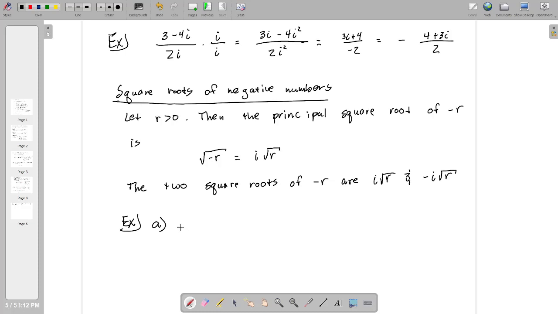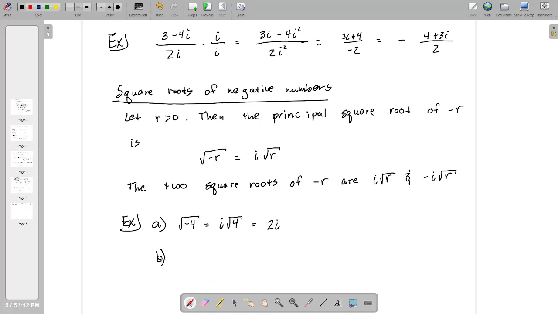What we're saying here is that if we have the square root of a negative number, something like this, then what we do is we pull this negative out and create an i in front. So this would become i times the square root of 4. Now we can take the square root of 4 because 4 is positive, and we end up with just 2. So the solution to the square root of negative 4 is just 2i.